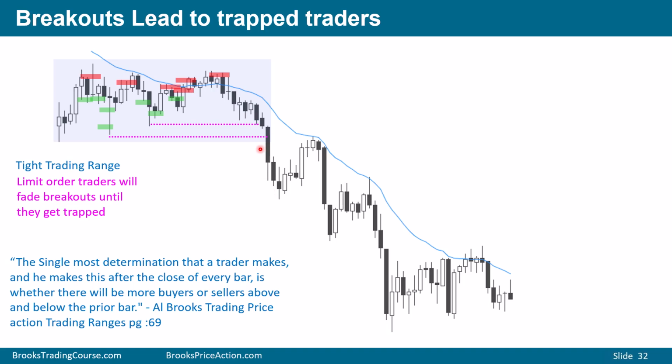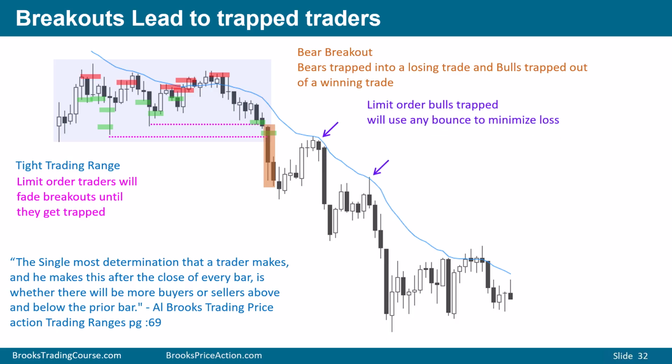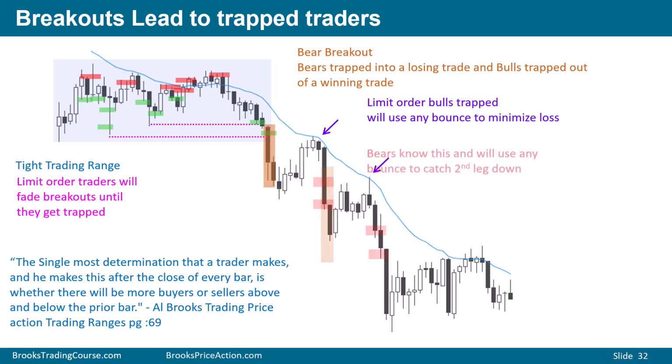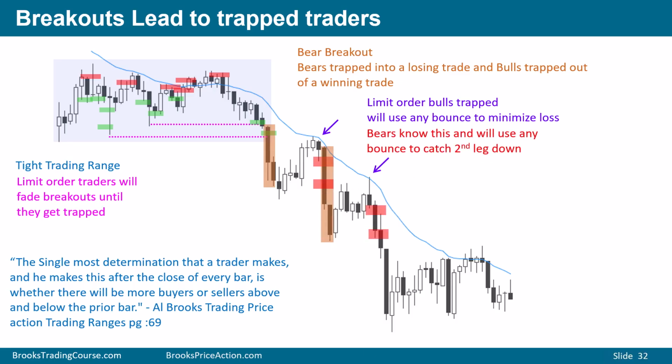Why? Bulls who are buying below bars, scaling in lower, they get trapped into a losing trade. And when they get the reversal, a lot of those trapped bulls sell out of longs and bears sell to go short, leading to a second leg. And you can see bear breakout, bears trapped into a losing trade, bulls trapped out of a winning trade. And then limit order bulls, they use the bounces here and here to reduce their loss. Bears, they know this, and they will use any bounce to catch the second leg down.